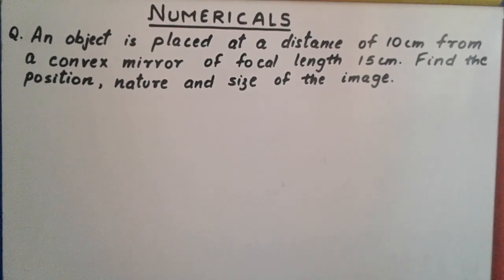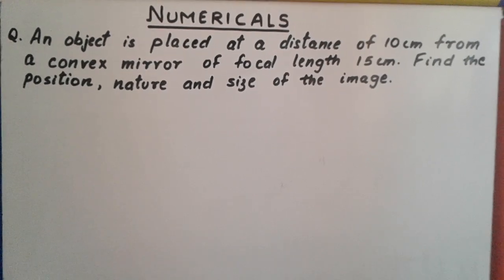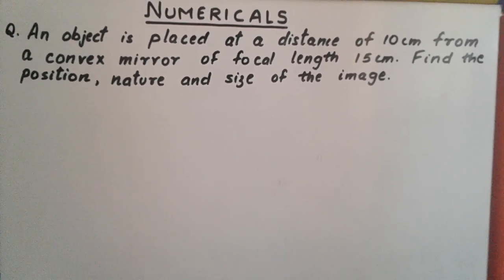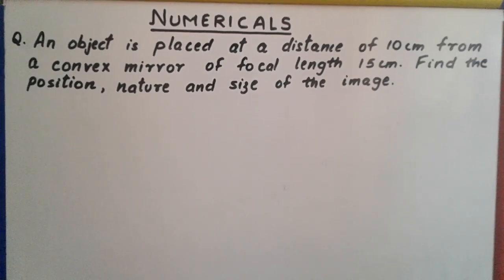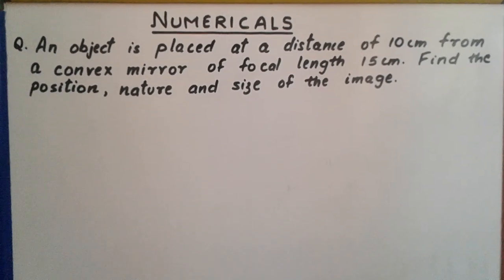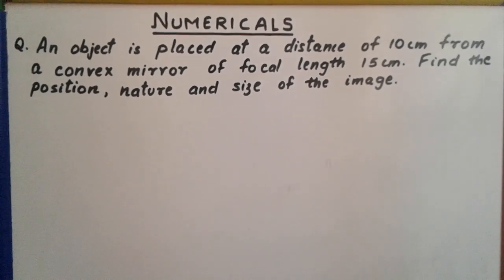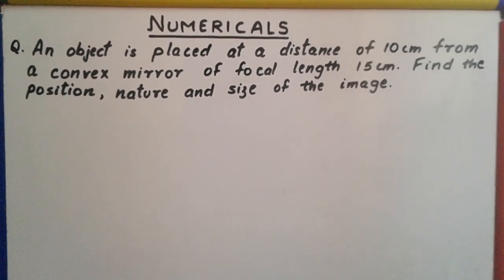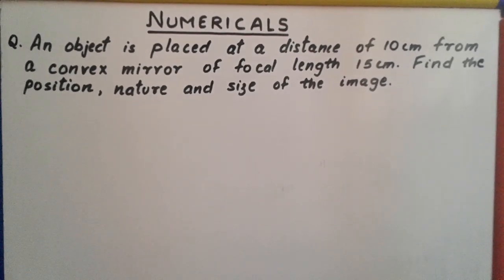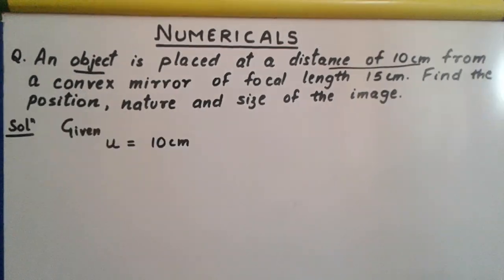As you can see here, we need to find three things in this numerical: position, then nature and then the size of the image. One by one, we will be using the formulas to find out the value of the desired things asked in the question. Before that, let us first write what is given in the question.